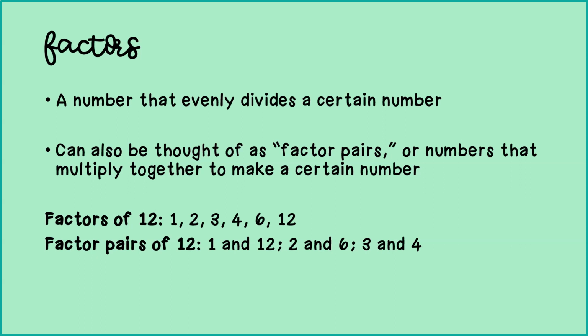So we have 1 and 12, 2 and 6, 3 and 4. The list of the factors there: 1, 2, 3, 4, 6, 12. I asked the students to write those in numerical order just so that they can easily see that they have them all there in order. And they can also think about the factor pairs.